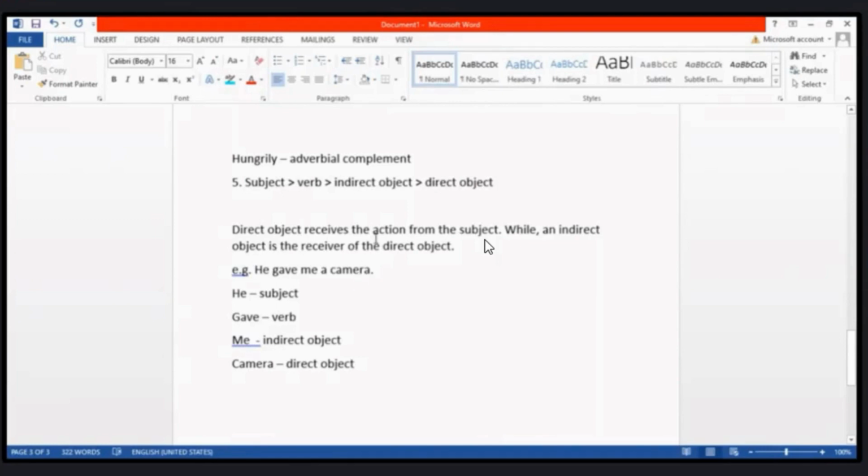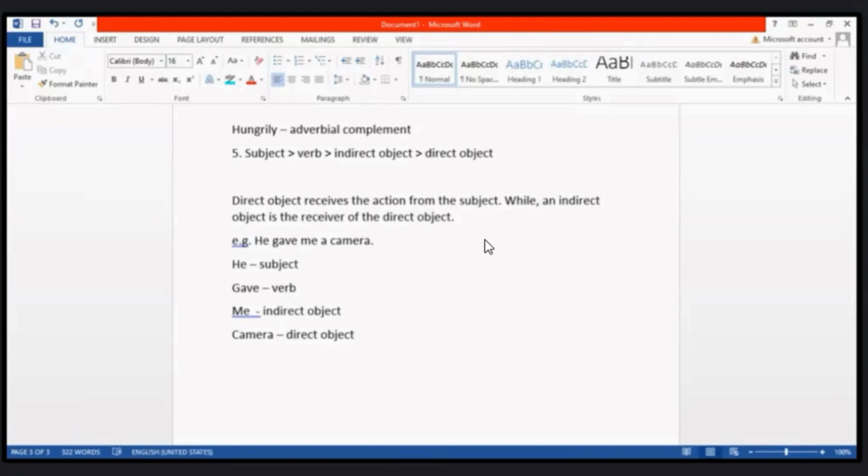All right, and what is an indirect object? An indirect object is the receiver of the direct object. So if you see here, he gave me a camera, so what did I get? I got the camera. So he gave me what? He gave me a camera, and who is the receiver? I am the receiver of the camera, so I am the receiver of the direct object. Is that clear? Yes, clear.